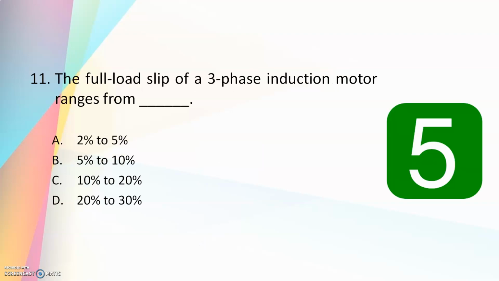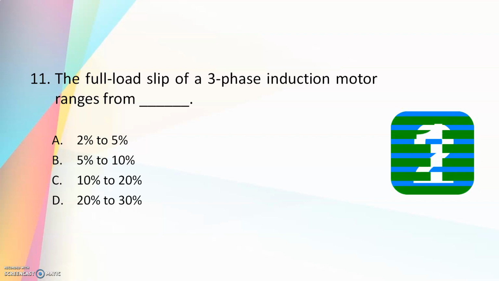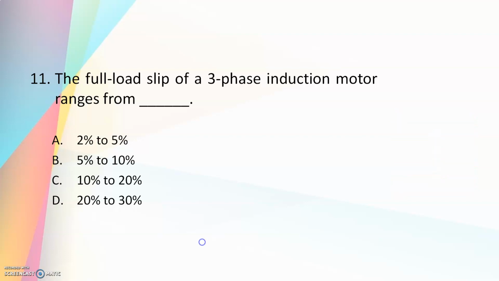The full load slip of a 3-phase induction motor ranges from 2% to 5%, 5% to 10%, 10% to 20%, 20% to 30%. And here you go. And the answer is, normally the slip is in the range of 2 to 5%. Please remember.